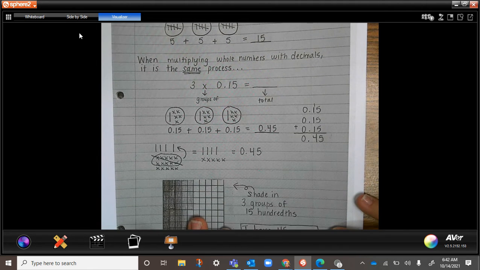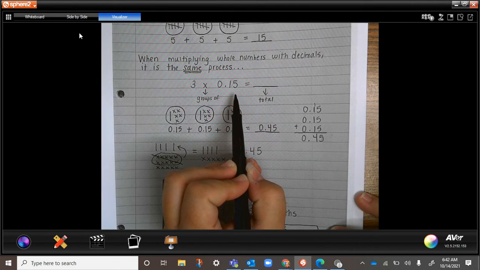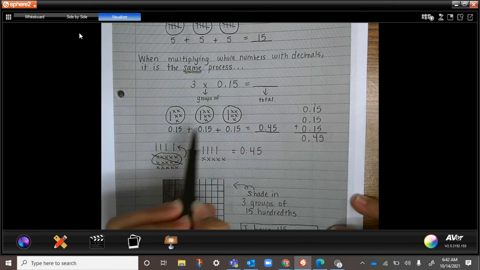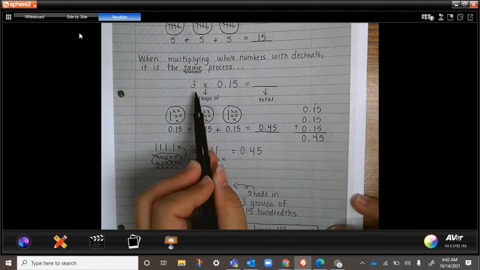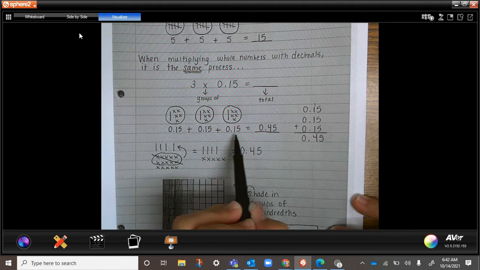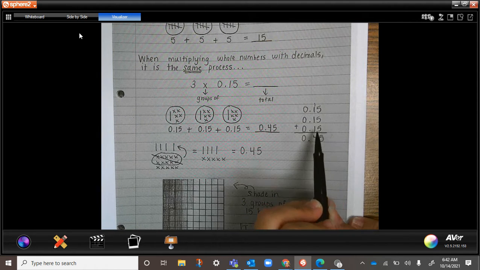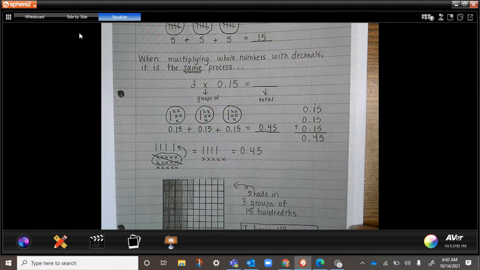So here, notice we've got 3 times 15 hundredths. So this is 3 groups of 15 hundredths. So we're going to take 15 hundredths and we're going to do 1 group, 2 groups, 3 groups, since we're multiplying it by 3. When we add all those up, we get 45 hundredths. You could repeat it using the standard algorithm and doing that repeated addition like that. 15, 15, 15 is 45. And then you drop down your decimal.